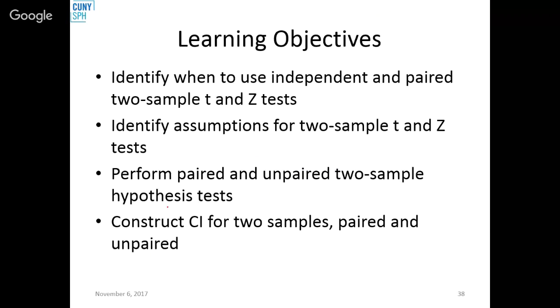And that brings us to an end. You should now know when to use independent and when to use paired two-sample T and Z tests. Identify the assumptions behind these tests, perform them, and construct confidence intervals.